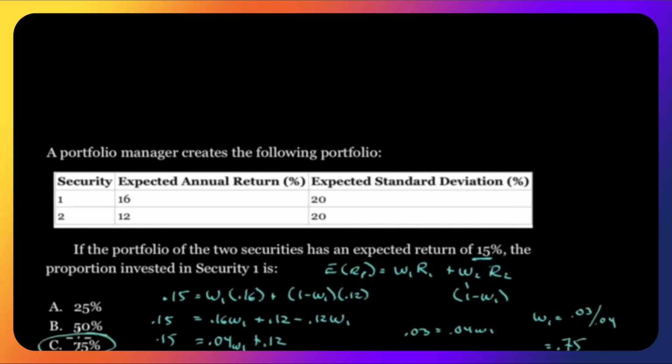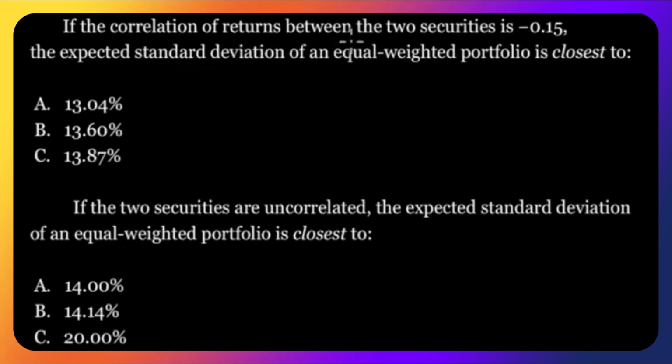We got it. And you could check to make sure that's right. 75% of 16% is 12%. And 25% of 12% is 3%. So the 12 and the 3 would add up to 15. There's your 15.